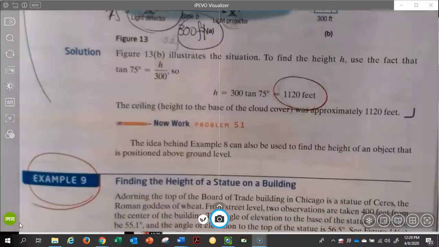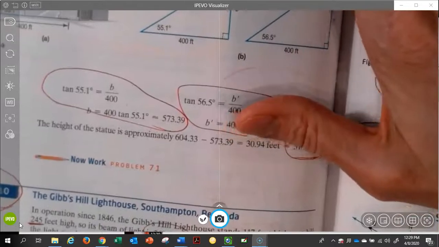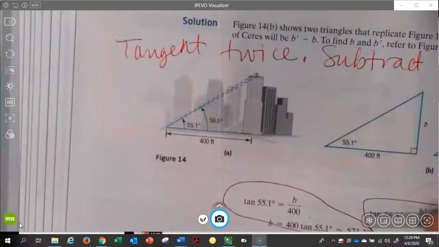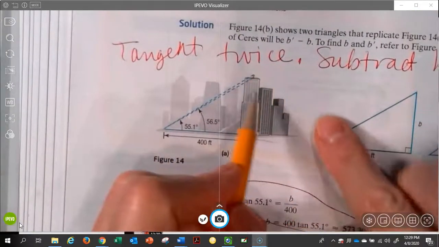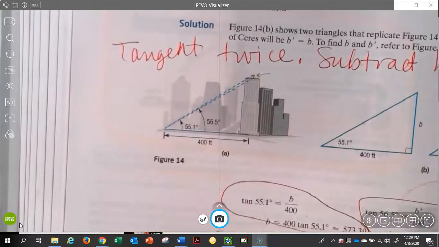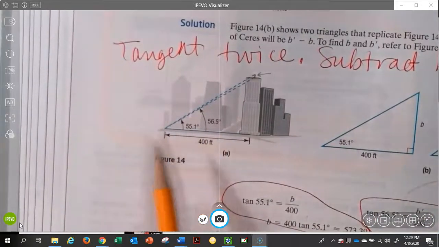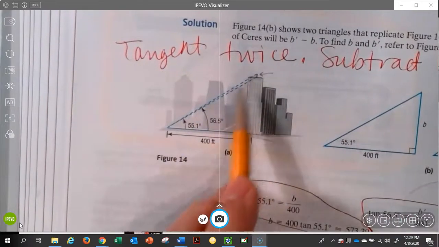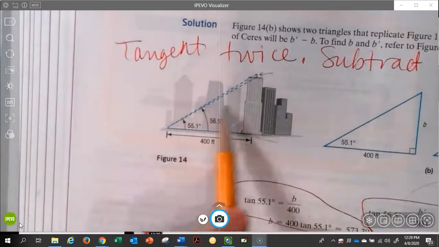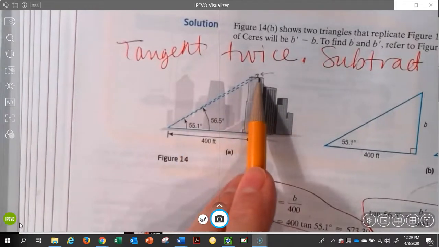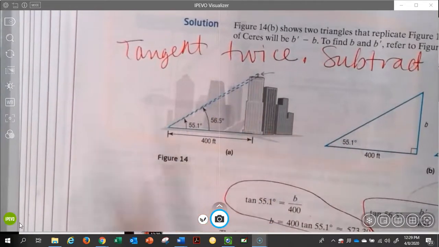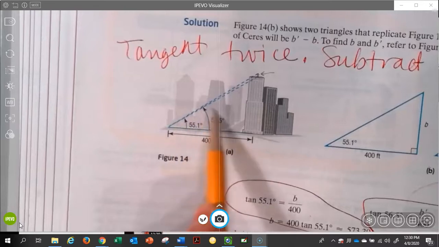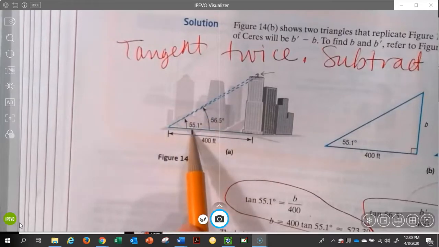So the problem at the bottom of the page is finding the height of a statue, which is way up on top of a building. And here's the drawing. Thank goodness they gave us a drawing. So here's the little statue way up there at the top. They've given us an angle to the top of the statue, and they've given us an angle to the bottom.